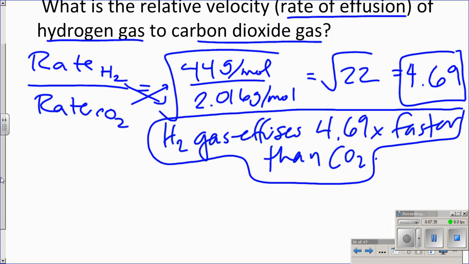Okay, so this is one type of question I could ask you. I could say, here's some information, here's both of the gases, tell me their rate of diffusion or their relative rate of diffusion. Or I could tell you the rate of diffusion and have you backtrack to some unknown gas.